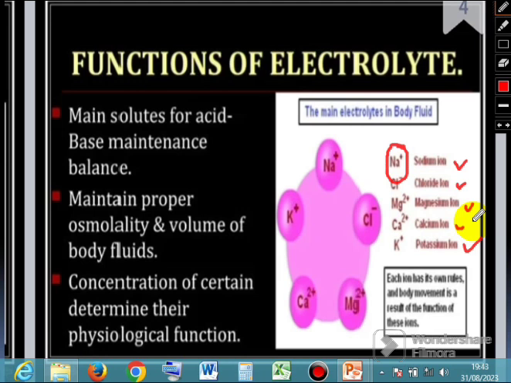Give me one function of calcium ion in heart muscles. Cardiac muscles. Did I say heart? Did I just say heart? Cardiac muscles, please.